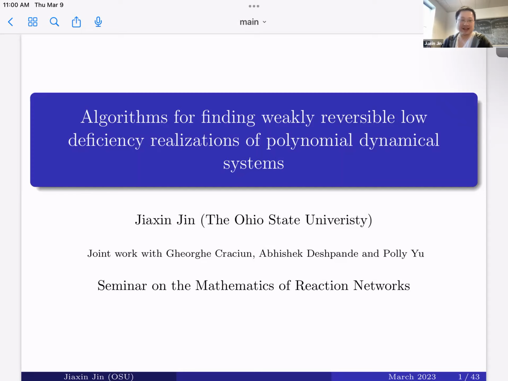I'm very honored and happy to be invited to give a talk at the MoRN seminar. Today, I'm going to talk about algorithms for finding weakly reversible and low deficiency realizations of polynomial dynamical systems. This is joint work with Gheorghe, Abhishek, and Polly. Thank you. Well, let's go.